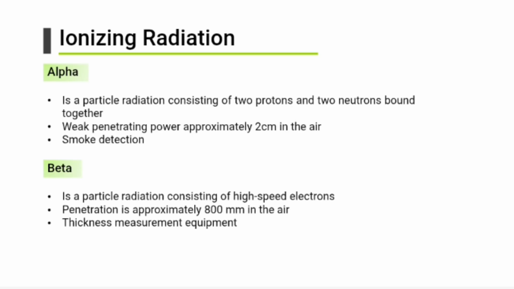Ionizing radiation encompasses various particles, each with distinct properties. Alpha radiation involves particles comprising 2 protons and 2 neutrons, forming helium nuclei. Despite limited penetrating power, approximately 2 centimeters in the air, alpha radiation is potent and is utilized in smoke detection devices. Beta radiation consists of high-speed electrons with greater penetration, around 800 millimeters in the air. This type of radiation finds applications in thickness measurement equipment.